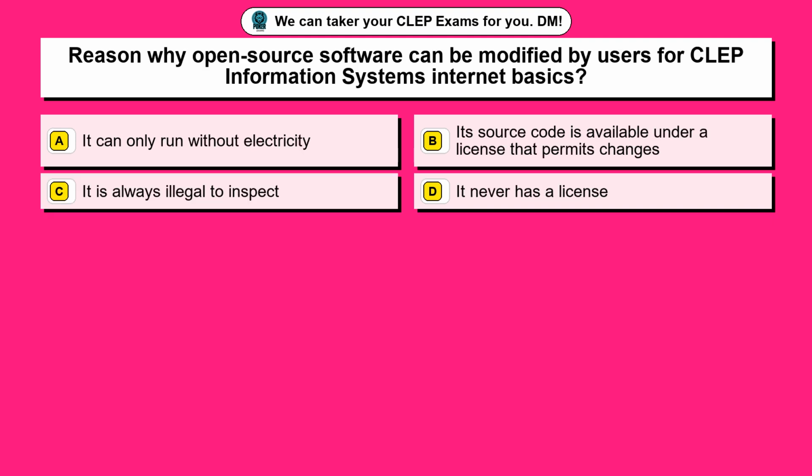Question 93. Reason why open source software can be modified by users for CLEP Information Systems Internet Basics. Option A. It can only run without electricity. Option B.